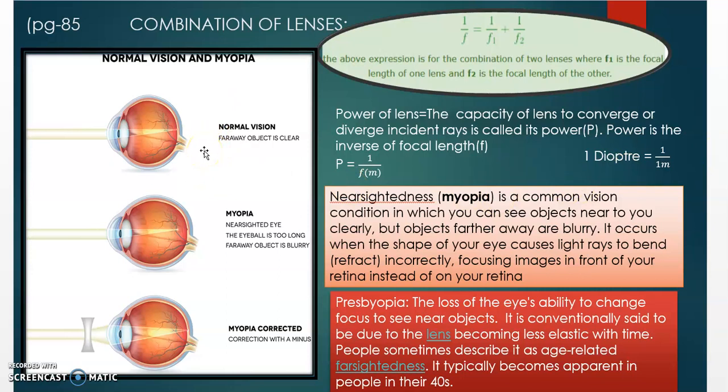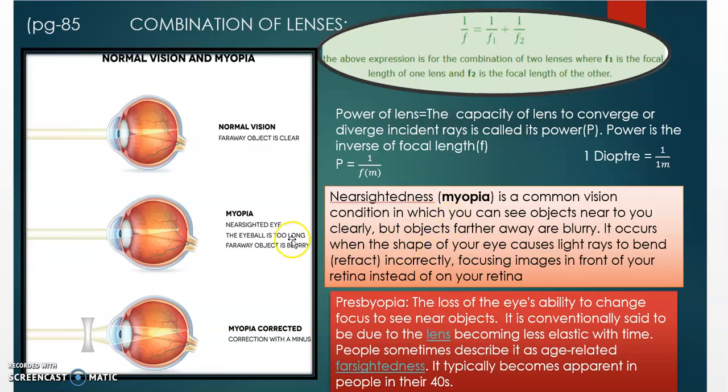Now we'll come to the defects of eye vision. First is myopia. What is the meaning of myopia? That is nearsightedness. You can see nearby objects, but you are unable to see far away objects. You can refer to page number 88 for this. Here it is written, you can't see far away objects, so far away objects appear blurred.